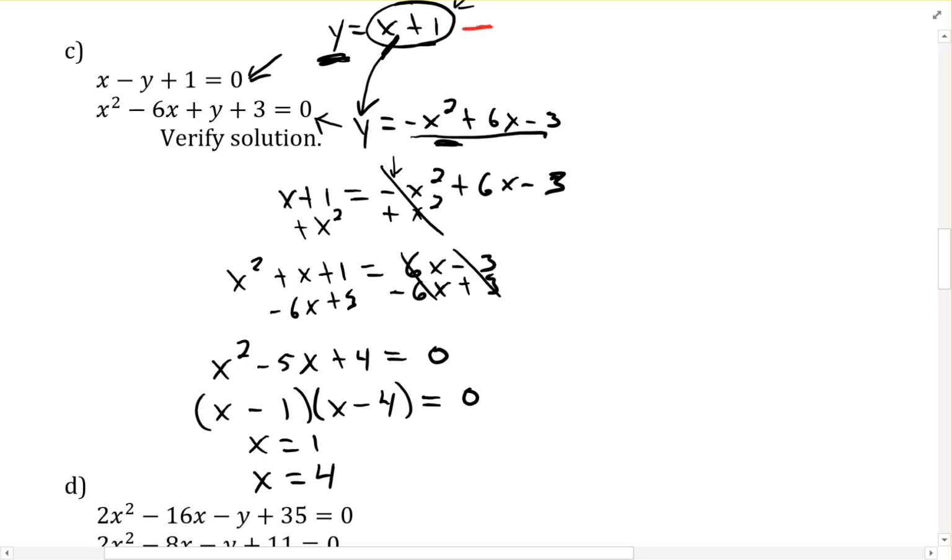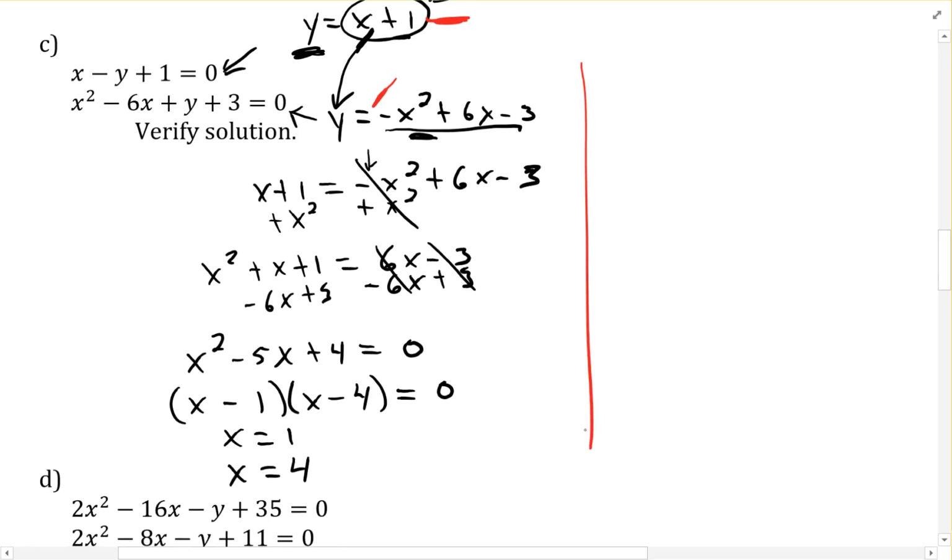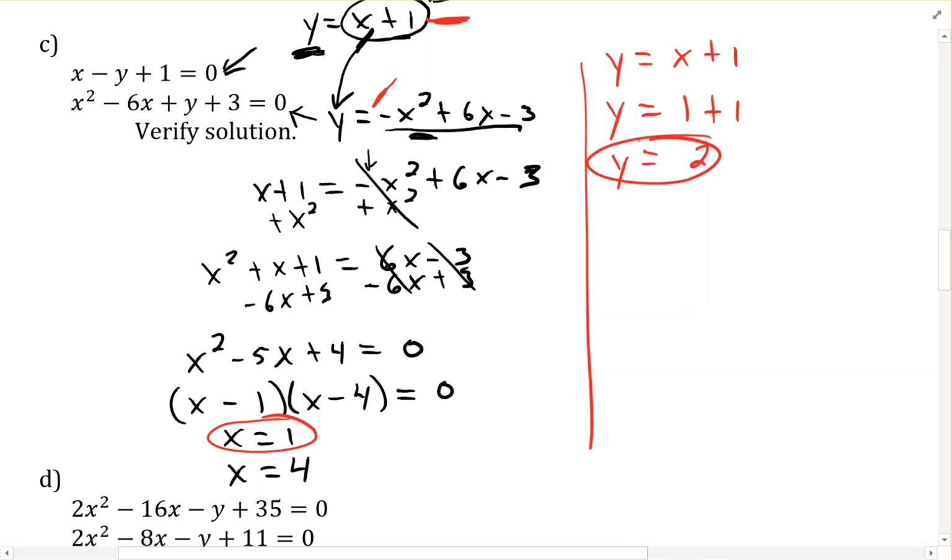Okay, now this is probably our easiest way to find y. We could use this one too if we wanted to, but that one's already kind of there and easy. So let's say y is equal to x plus 1. Well, y is equal to, looking at our first one here, that's a 1 plus 1. So y is equal to 2. Our second one, so using this, we're going to say y is equal to 4 plus 1. So y is equal to 5.